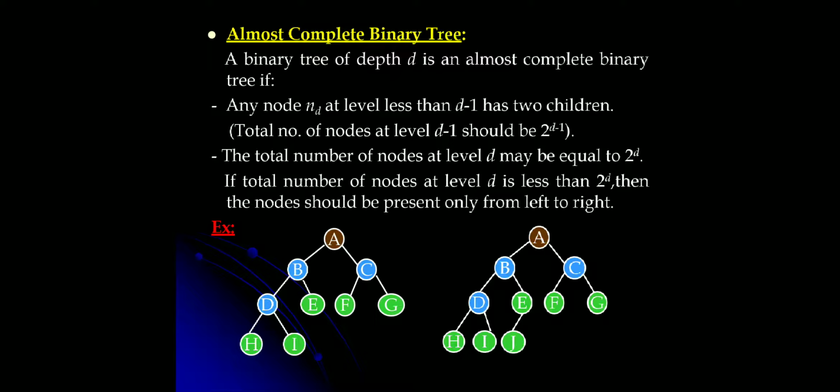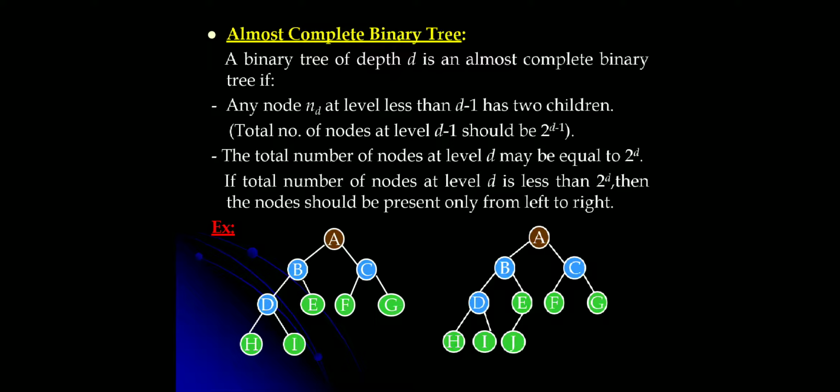Coming to the second point in the definition, total number of nodes at level D may be equal to 2 to the power of D. What is the depth of the first binary tree? It is 3. 2 to the power of 3 means it is 8. Total number of nodes at the last level must be 8. But in this case, it is not 8, it is less than 8. If it is less than 8, then the nodes are to be filled from left to right.